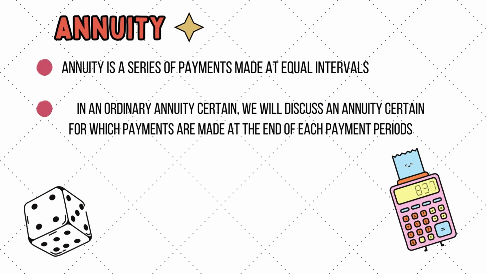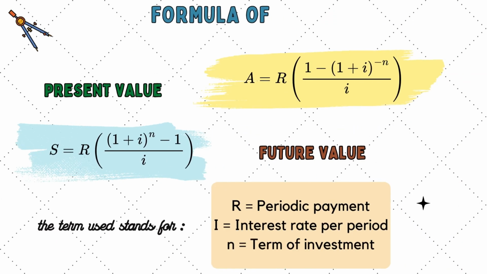Annuity. An annuity is a series of payments made at equal intervals. In an ordinary annuity certain, we will discuss an annuity certain for which payments are made at the end of each payment period. So for the formula of annuity, we have present value and future value.